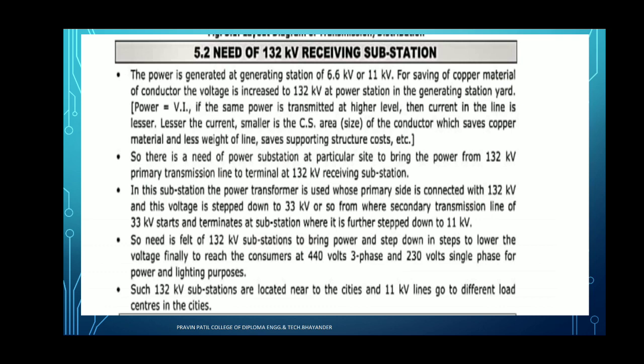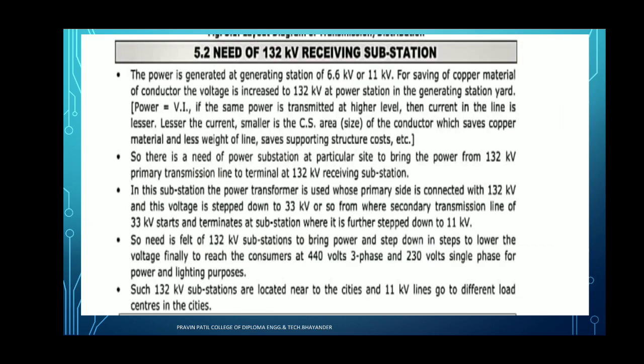So this is the main point of the need of the 132 kV substation as the receiving substation, and the main purpose is to supply the electricity from the generating station to the distribution station with the help of the transmission line also.